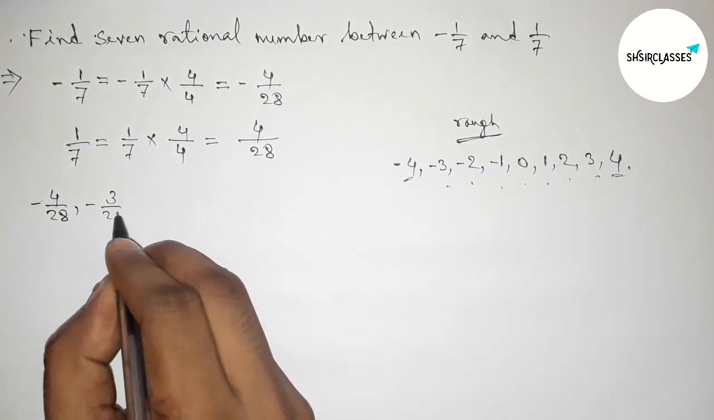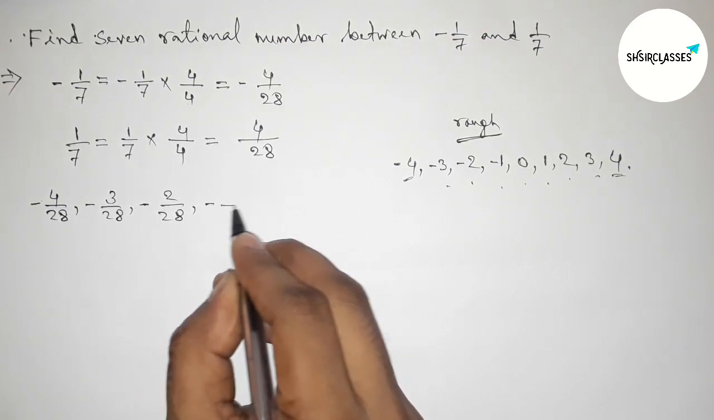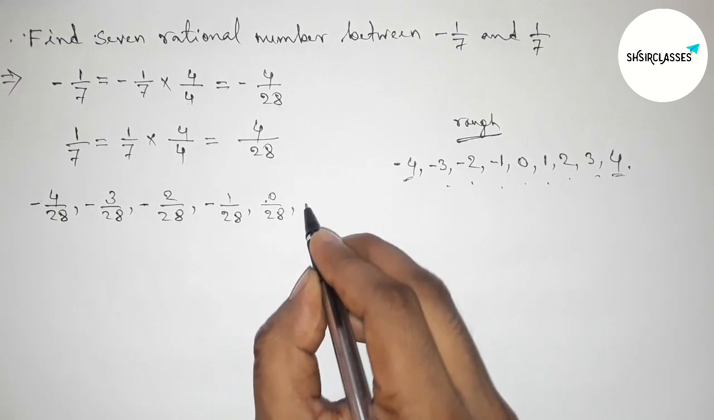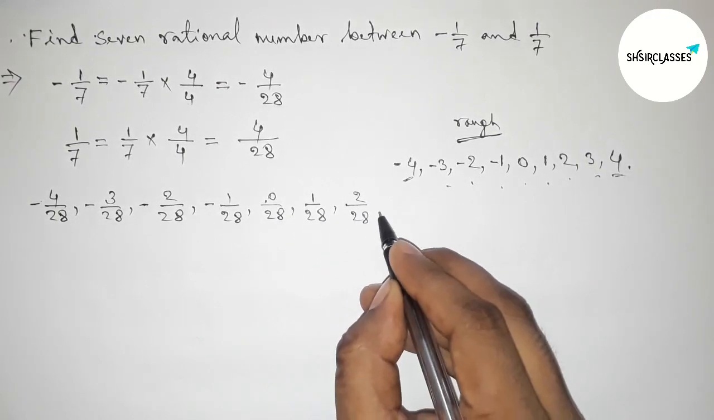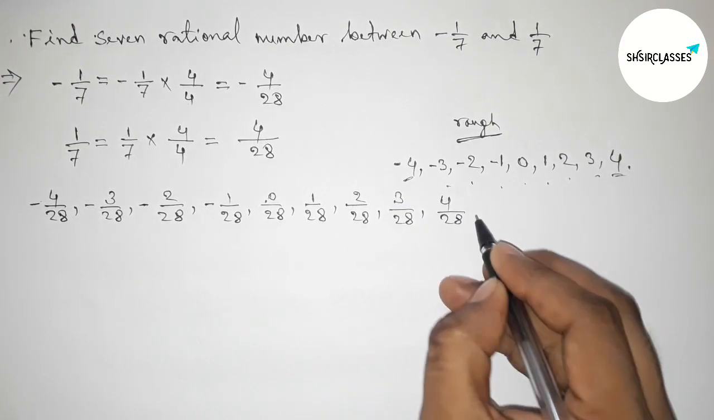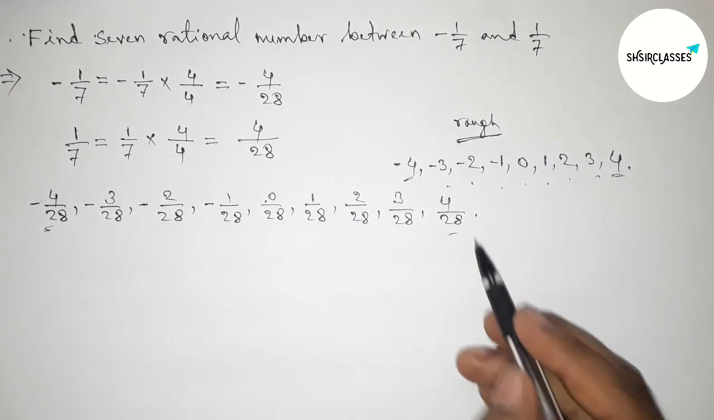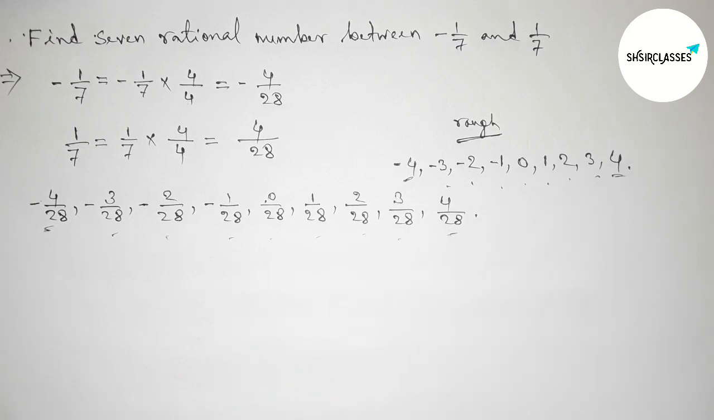So minus 4 by 28, then minus 3 by 28, then minus 2 by 28, then minus 1 by 28, then 0 by 28, then 1 by 28, 2 by 28, 3 by 28, 4 by 28. So here between this and this, these are the 7 required rational numbers.